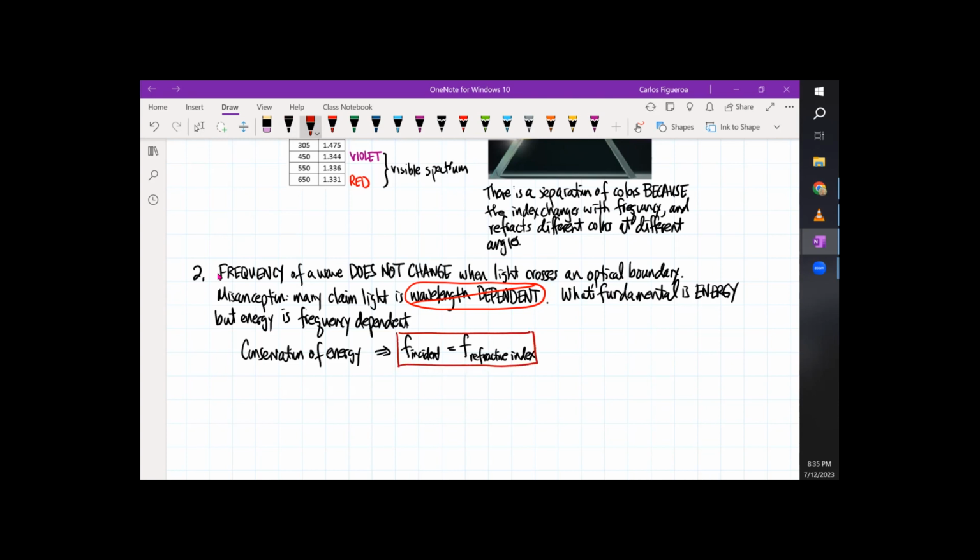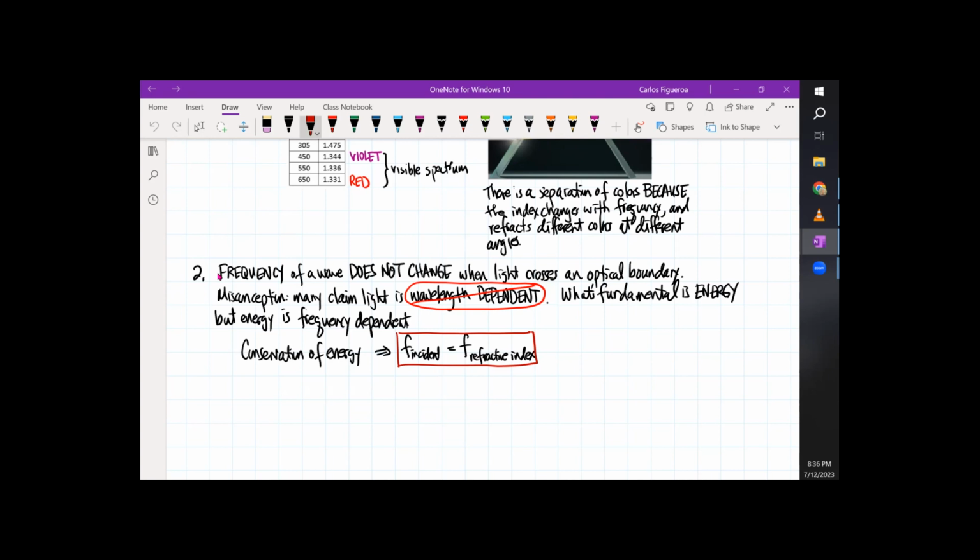So let me give you an example here. If you shine a red laser into water, its wavelength changes. But if its wavelength changes, according to some people, they'll say, hey, the color has changed. Guess what? That's not true. You can take one of these inexpensive lasers and shine it in the water yourself. What you're going to see here, if you shine a red laser from air into water, it's still red. It is not dependent on wavelength.